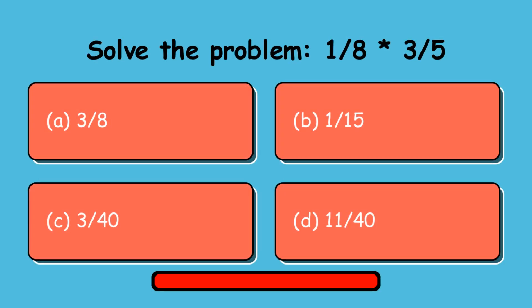In this problem, we are asked to multiply 1 divided by 8 by 3 divided by 5 and determine the correct solution. The possible solutions are A, 3 divided by 8, B, 1 divided by 15, C, 3 divided by 40, D, 11 divided by 40. You have 10 seconds to solve the problem, or pause if you need more time.